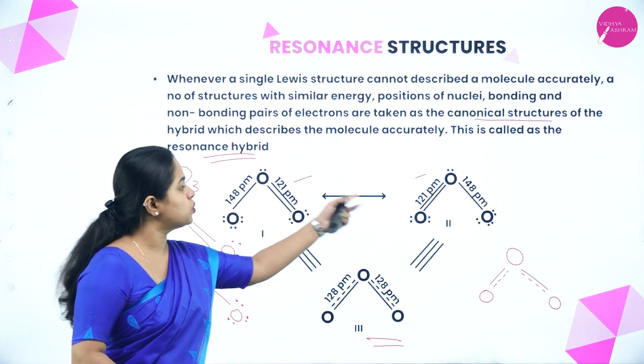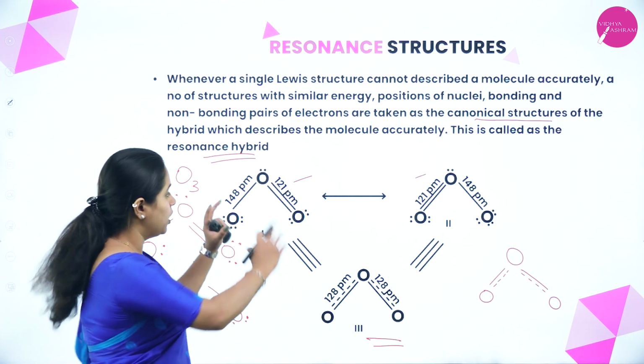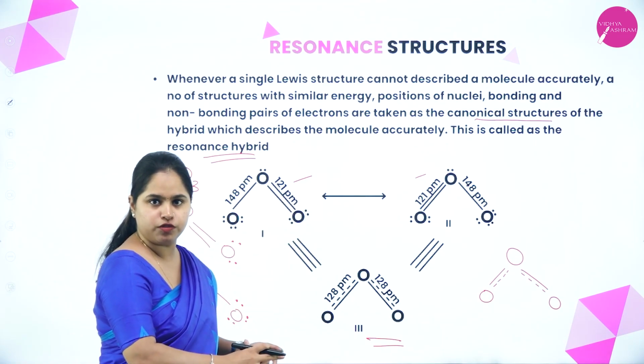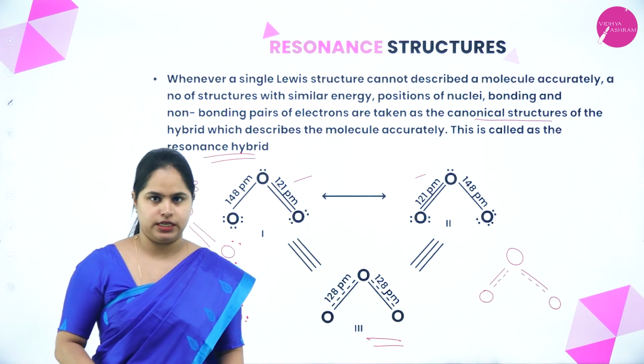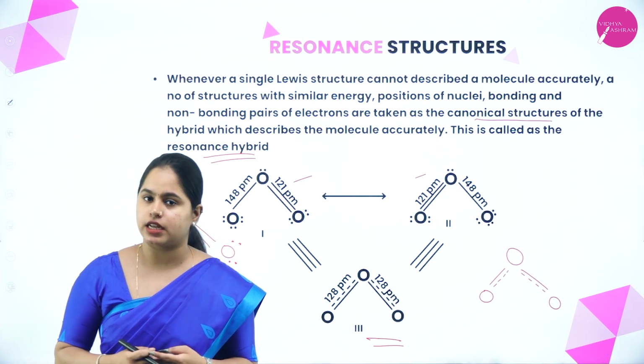Clear? So these 2 structures are called canonical structures, and the final structure that you obtain will be a mixture of both of these. That is why it is represented like that, and it is called the resonance hybrid. So I hope resonance structures is clear for you.